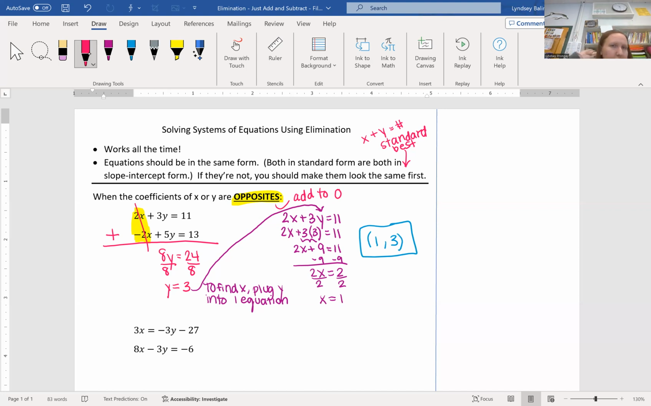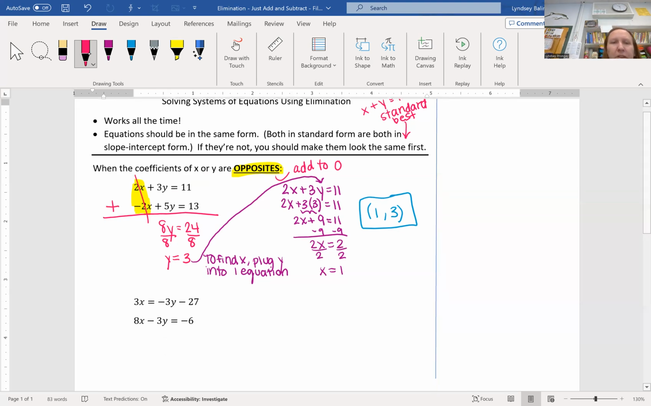So once again, if one of your variables, your x's or your y's, it doesn't matter which one, has coefficients that are opposites, we're going to add the equations together, which eliminates one of our variables. We solve for what's left, and then we plug it into one of the equations to figure out the other variable that we eliminated in the first place.